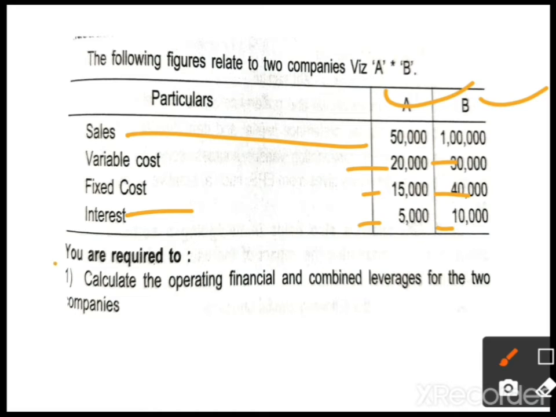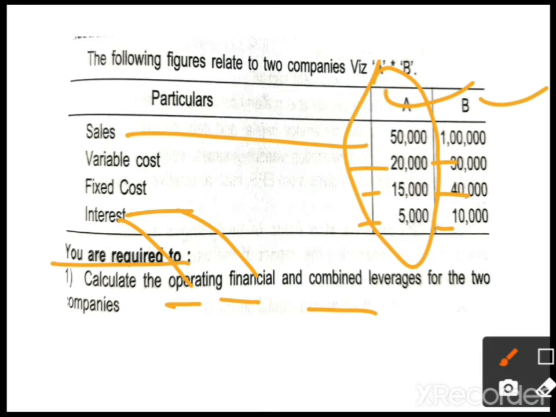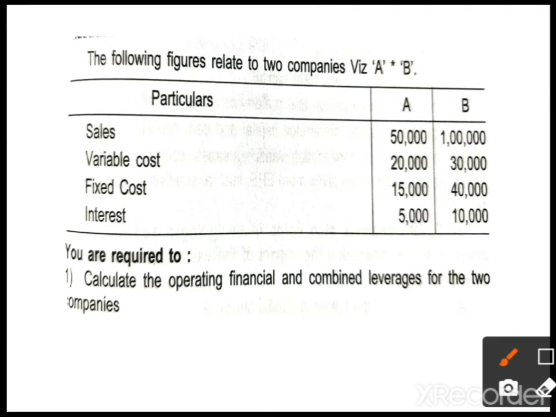Next, they are asking you: you are required to calculate operating, financial and combined leverages for the two companies. It means for company A, we have to calculate operating profit, operating leverage, financial leverage and combined leverage. In the same way, we have to calculate operating, financial and combined leverage for company B also. As you know already, what are the formulas to calculate them? So first we have to identify the necessary information to calculate the leverages.